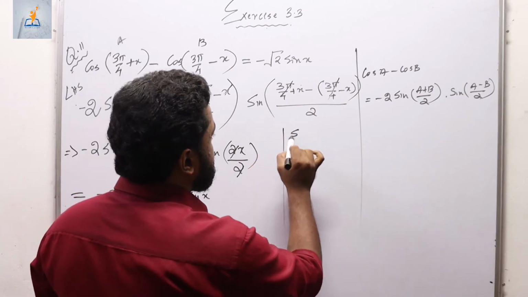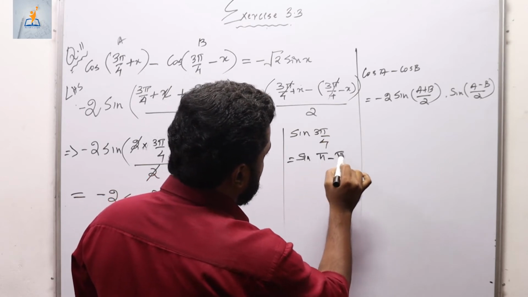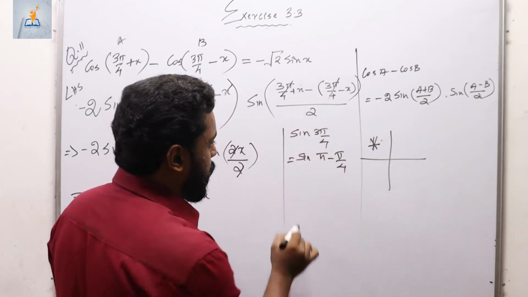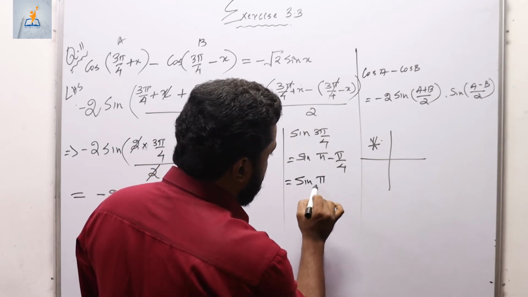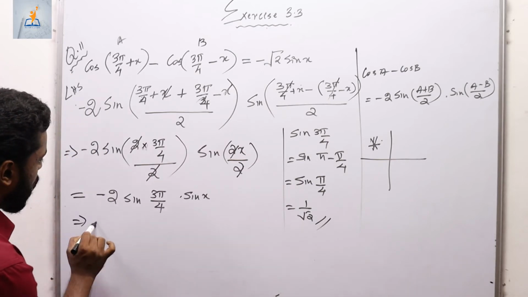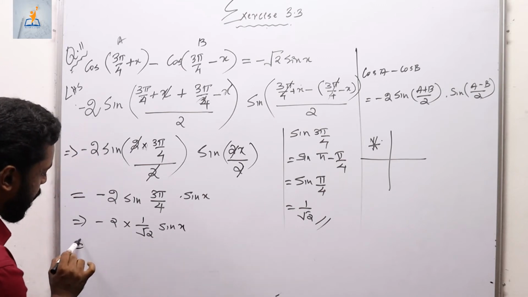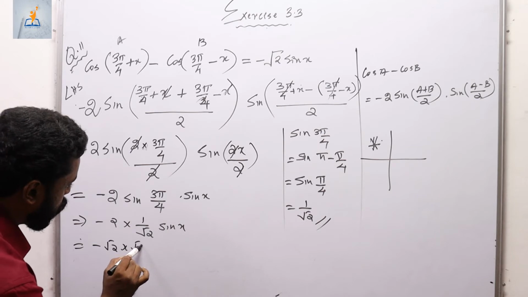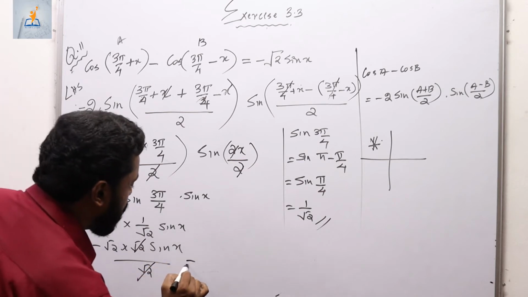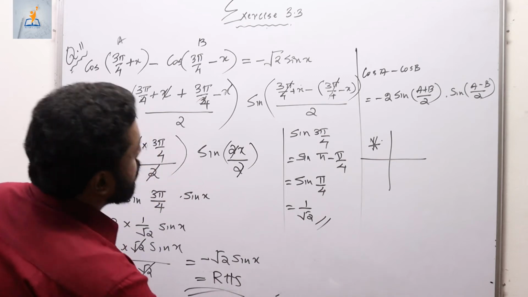Now we know sine 3 pi by 4 is equal to sine (pi minus pi by 4). It lies in the second quadrant, hence it is positive. So it is nothing but sine pi by 4, and it is equal to 1 by root 2. So on substituting this value here, it will become minus 2 into 1 by root 2 sine x. Since minus 2 can again be written as minus root 2 into root 2 sine x whole divided by root 2, and root 2 by root 2 cancels, so it will become minus root 2 sine x. Hence it is equal to the RHS. Hence the result is proved.